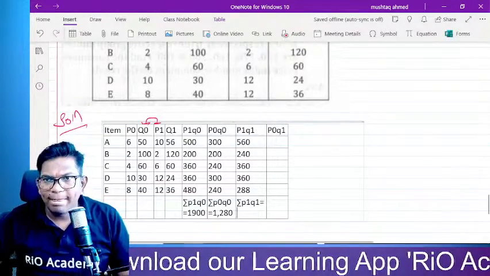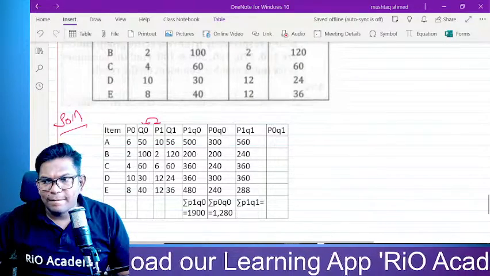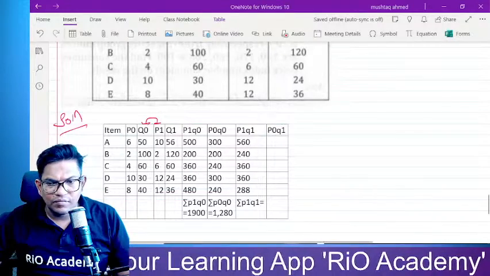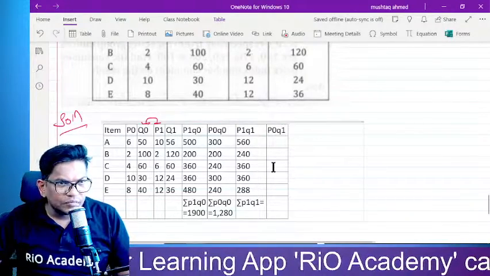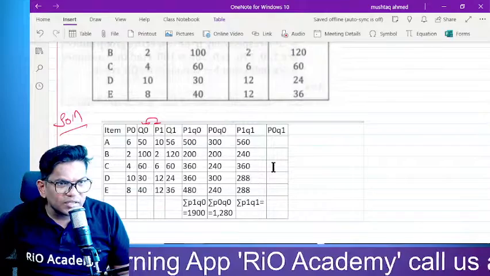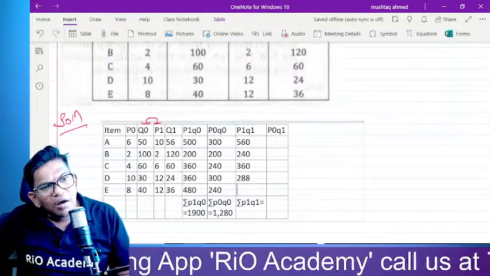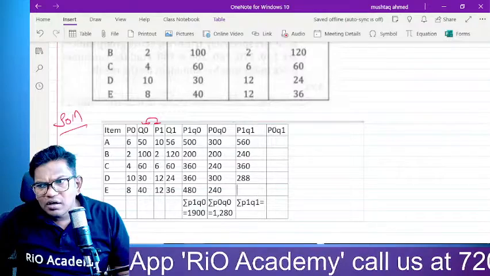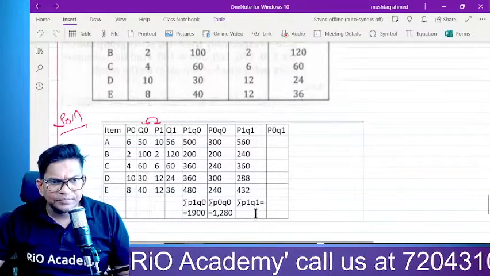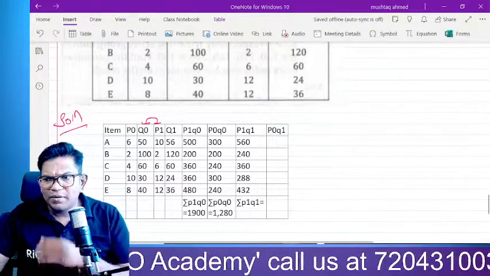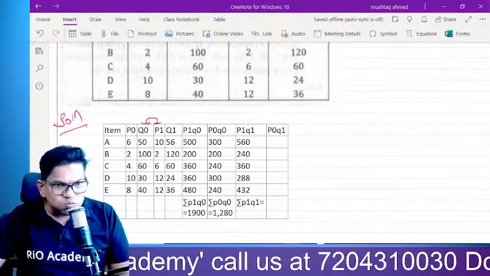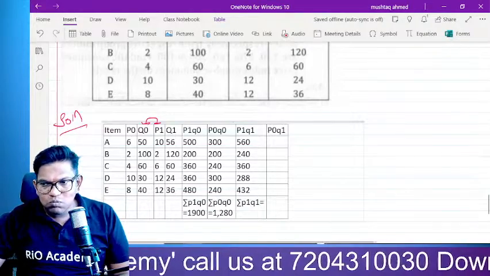How much? Sir, 360 double time more, sir. For 6 into 6, 360. 12 into 24, 288. 288. Add this, sir. Okay, 288. Next one 480, right? Yeah, sir. Multiply, we got 432. 432, sir. Yes. Total 1,880.